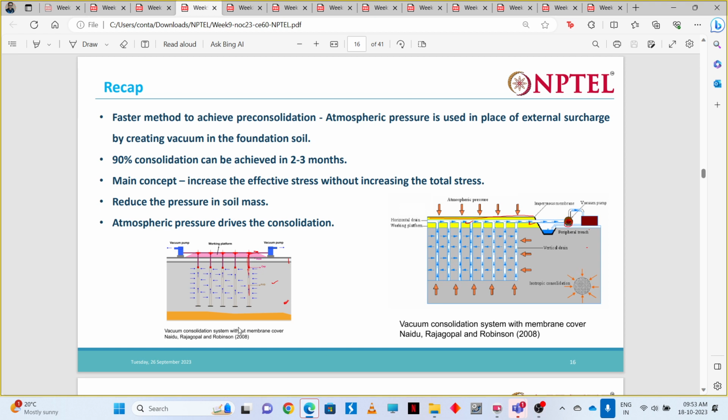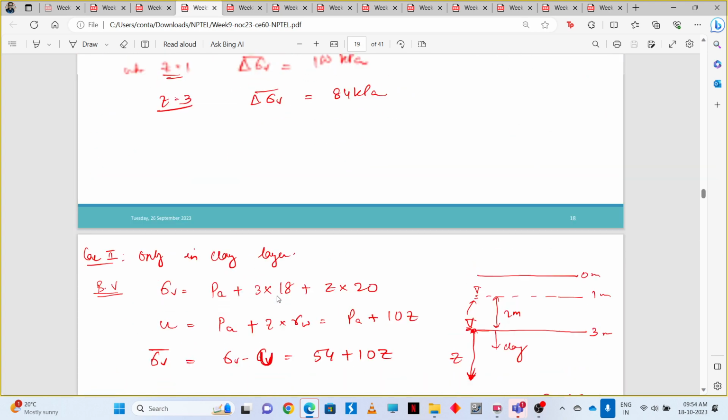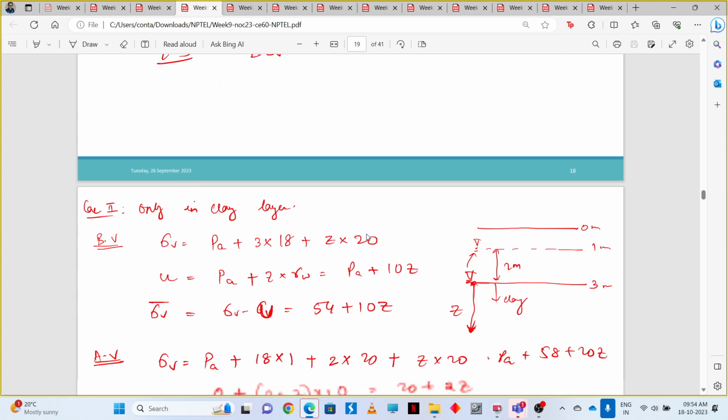Contradictory to that, if we want to increase the effective stress with the help of preloading with surcharge, by applying some load over the soil, at the top portion the increase in effective stress will be higher, then it will reduce as the depth increases, right? The increase in effective stress won't be uniform. But if we use this vacuum consolidation method, we can achieve faster pre-consolidation, because over all the depths we can have a uniform increase in effective stress. How this actually happens, we also discussed in this portion.